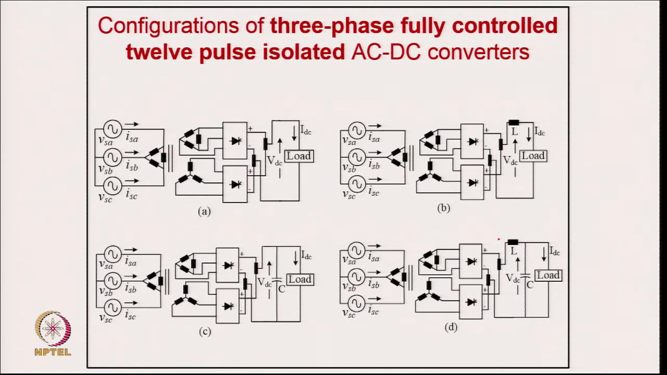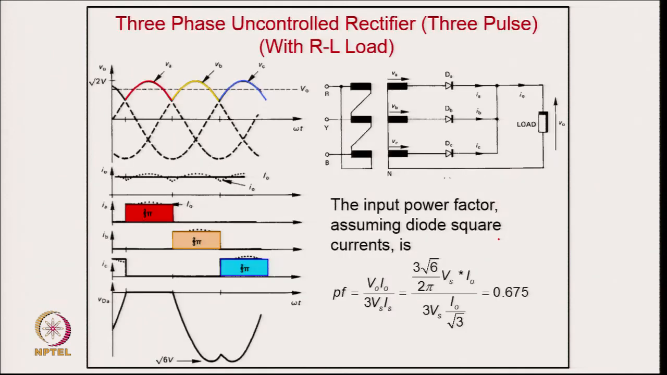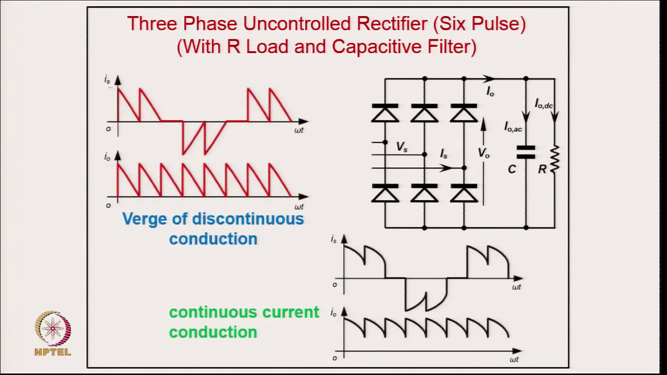And this is of course an isolated topology of the 12 pulse converter. Coming to the analysis part of the 3-phase uncontrolled AC/DC converter, if we take an isolated half wave, you will certainly draw a DC component here. It is not only drawing harmonics, but even the second harmonic is substantial in this case.